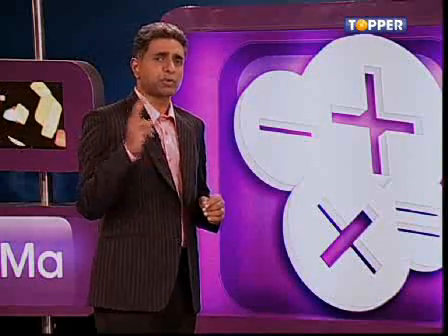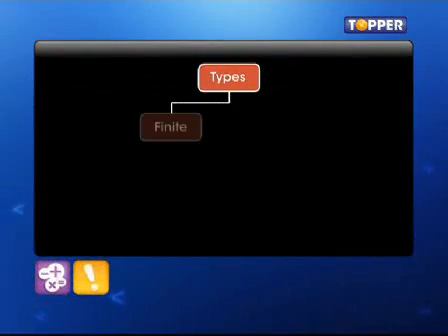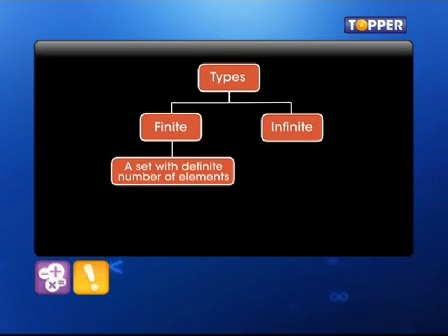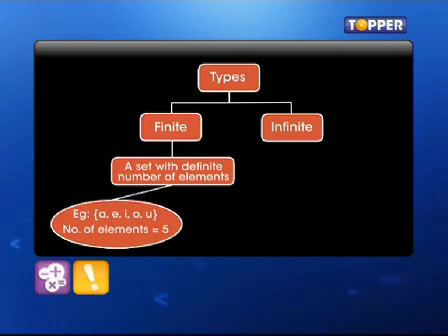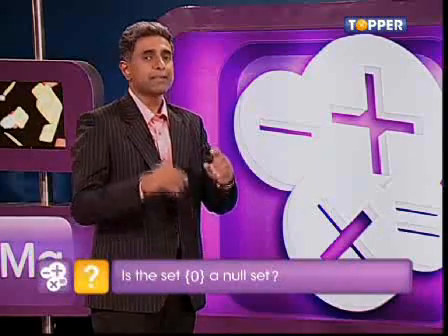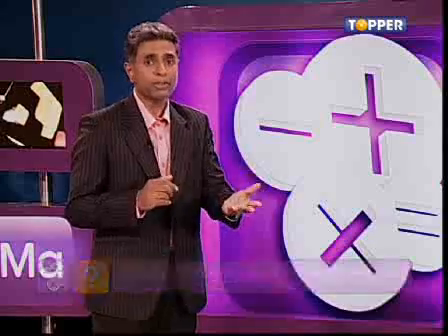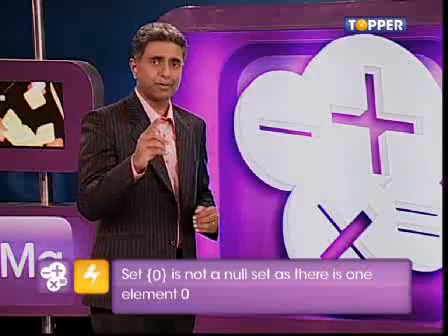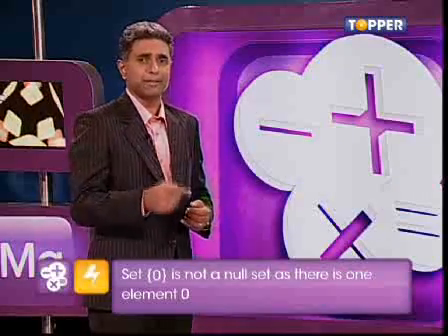Sets can be put into two categories: finite sets and infinite sets. A finite set is a set with a definite number of elements. For example, the set of vowels in the English alphabet is a finite set because there are exactly 5 elements in this set. Furthermore, an empty set is also considered a finite set. It has 0 elements. Now tell me, is the set {0} a null set or not? Well, it's not a null set as it contains one element, 0, making this a finite set with one element.